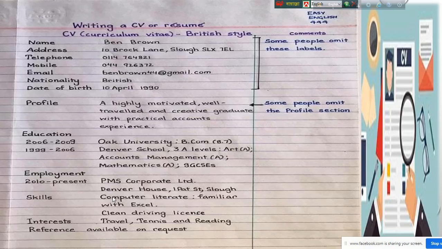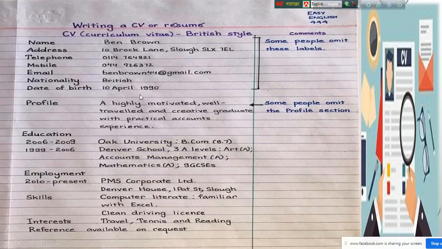Okay, first, name is mentioned here, you see, Ben Brown. Address is mentioned: Brooklyn, Slacks Dale. This is the name of the area where the person is staying, and the telephone number, mobile number is given, email address is given there also, nationality British, date of birth 10 April.